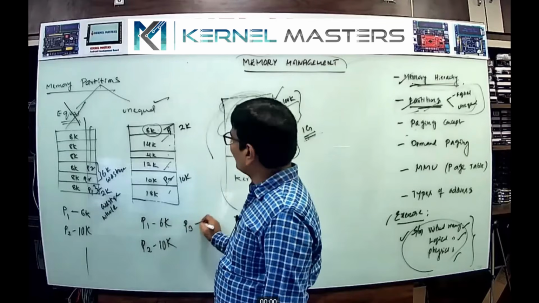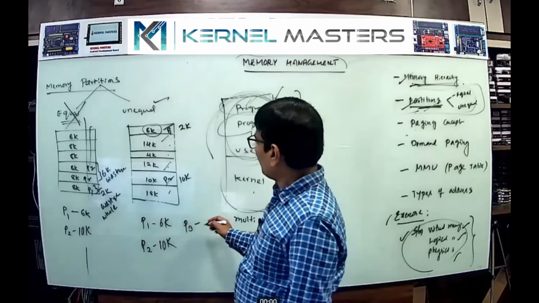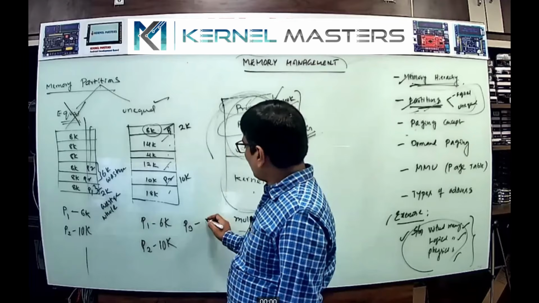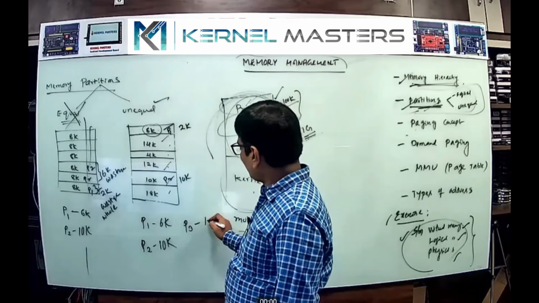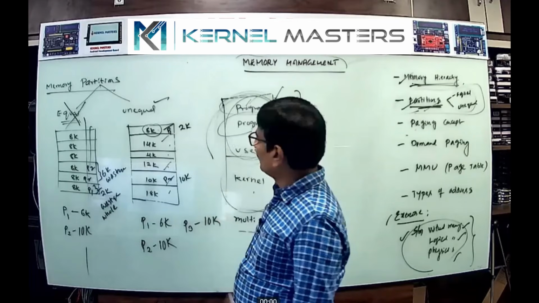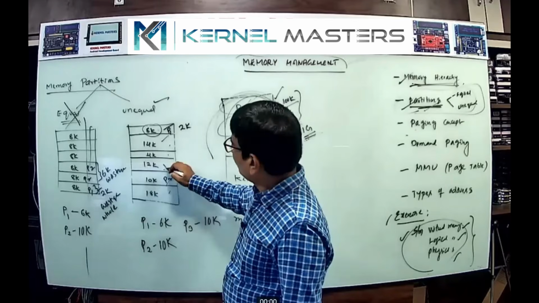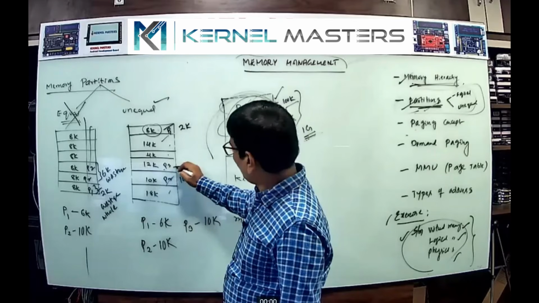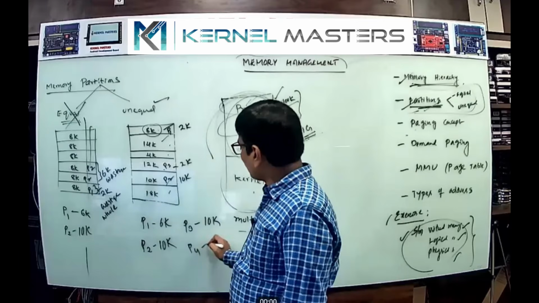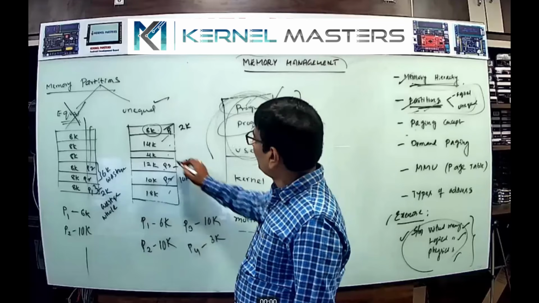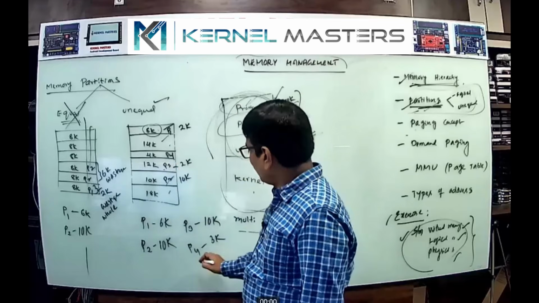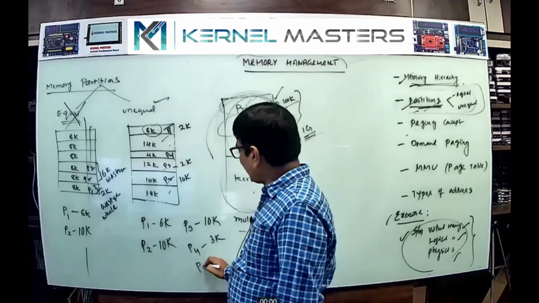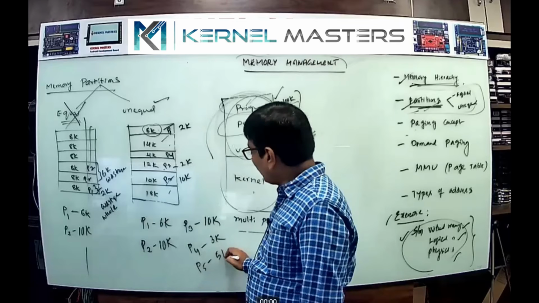P3 enters, for example, 10 kilo. Definitely you can go to the 12 one now. Here 2 kilo wastage now. Next P4 enters, 3 kilo. P4 also enters here now. Next P5 enters, 5 kilo. What happened? Tell me. P5 is 5 kilo.